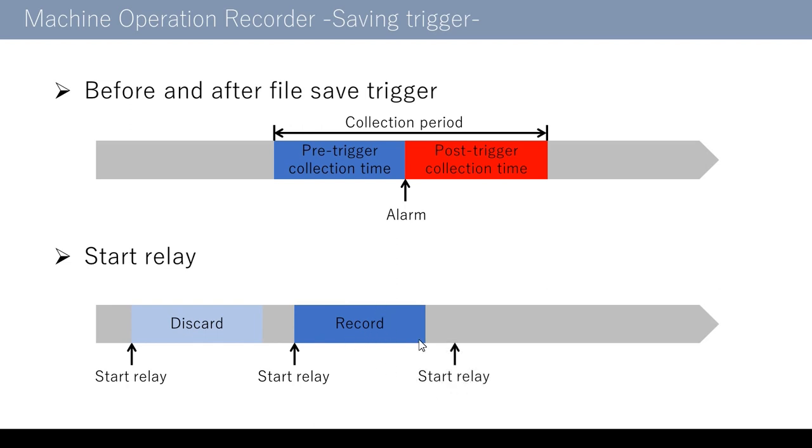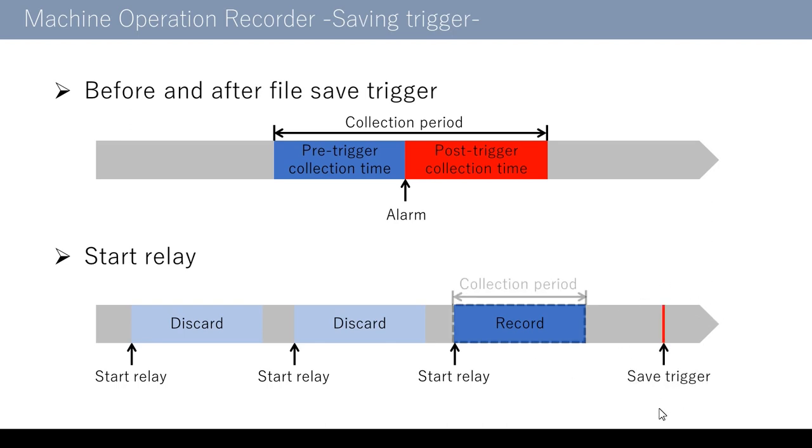In the same way, when the next start relay turns on, delete the data of the cycle in which manufacturing finished and start recording the data of the next cycle. If a stop without alarm occurs, the next start relay does not turn on. Therefore, the data before the stop without alarm is left without deleting. When the operator notices that the stop without alarm occurred, the operator turns on the save trigger. This saves the record obtained at the time of the stop without alarm for the section which remained without being deleted.